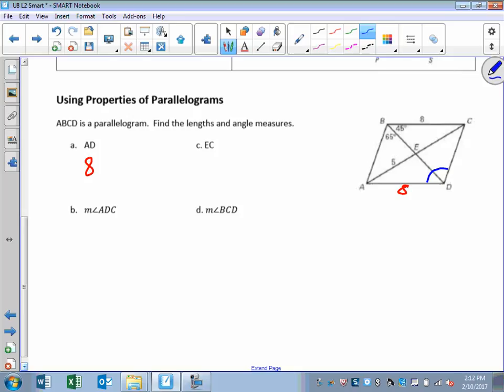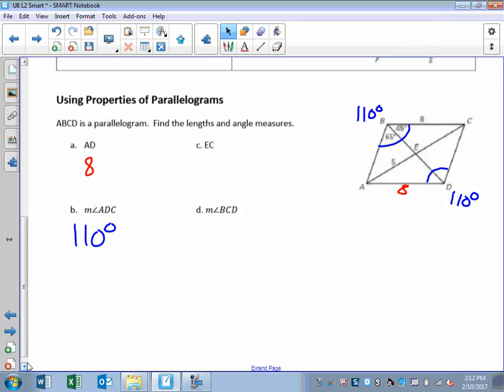So up here we got 65 and 45. So that means that this angle in total is 110. And because ADC is across from that one, we can say that that's also 110. Opposite angles are congruent.